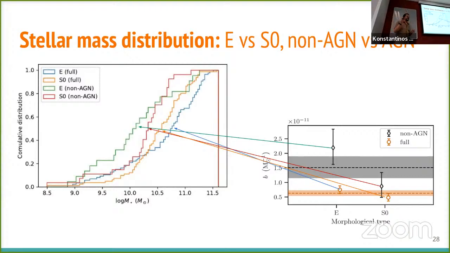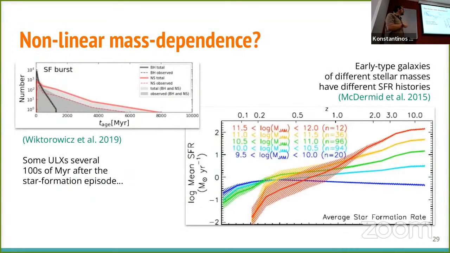AGN hosting galaxies usually are more massive. So when you exclude AGN hosting L-type galaxies, you exclude the most massive galaxies in your sample. So maybe there is a stellar mass distribution thing going on. If we take the sample of ellipticals and lenticulars, with or without the AGN hosting galaxies, we find completely different mass distributions. This is the cumulative distribution of the log of the stellar mass of the galaxies. And there is a trend. There is a sequence of how much we overestimate the specific ULX frequency with where the median of the distribution is.